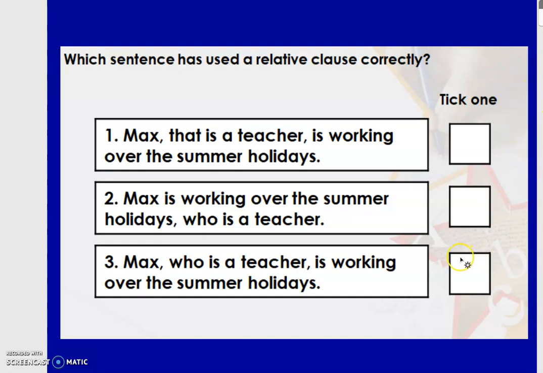Right, I'll give you the answer now. Here we go. It was number 3. I haven't got a tick, so I've just used that little explosion there. It was 3. Max, who is a teacher, so it's telling us what Max does, is working over the summer holidays.